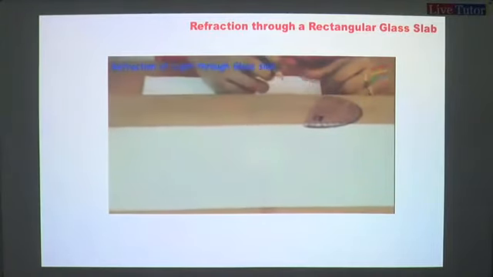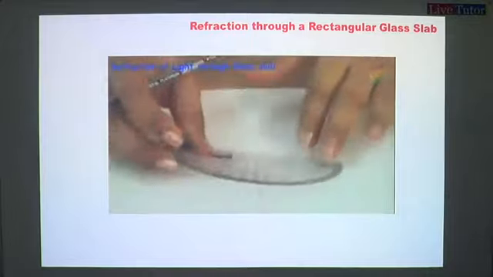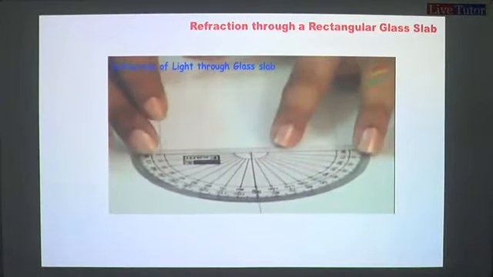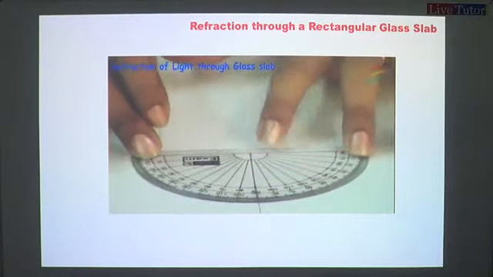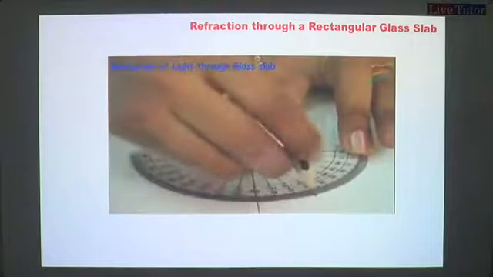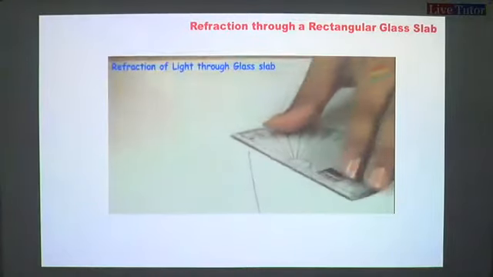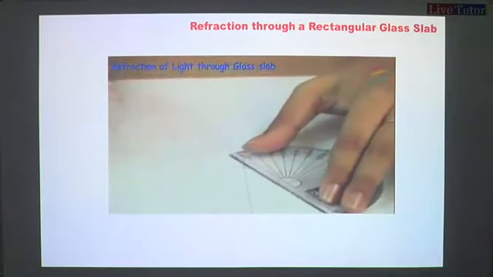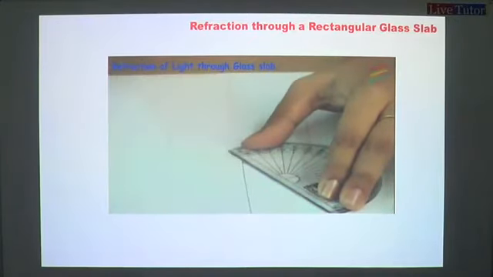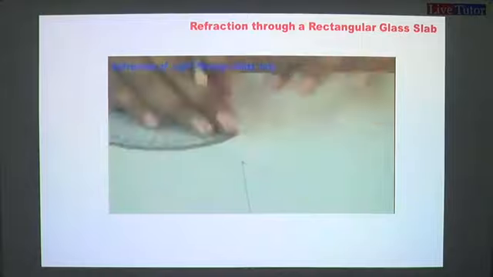This is the arrangement that will be observed. Then, with the help of a protractor, we will mark approximately a 30-degree angle from the normal and join it to the normal and the boundary of the glass slab.